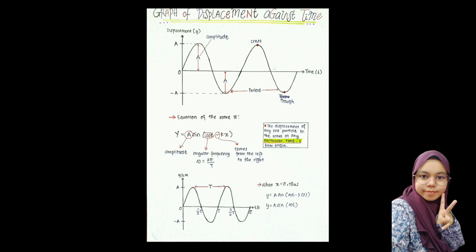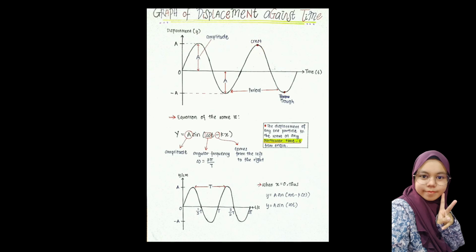Amplitude is defined as the maximum displacement from the equilibrium position to the crest or to the trough of the motion. We also have period. Period is defined as the time taken for a particle in the wave to complete one cycle. Here we have one cycle, and here another cycle. So we have one period, trough to trough, and we can also have one period crest to crest.